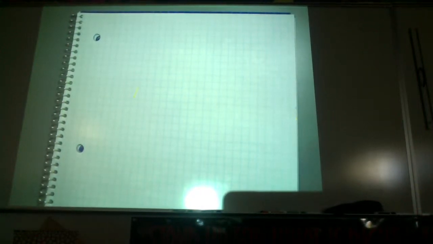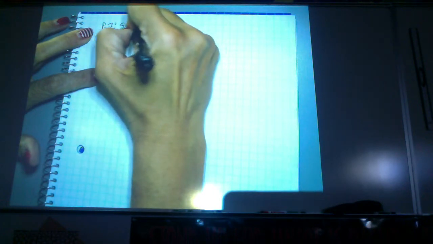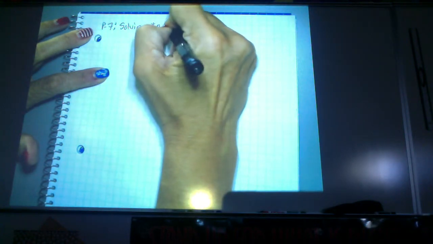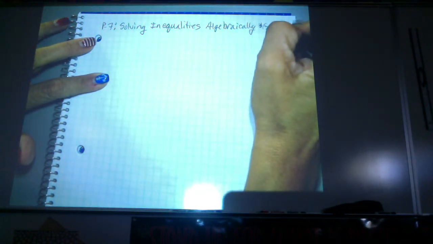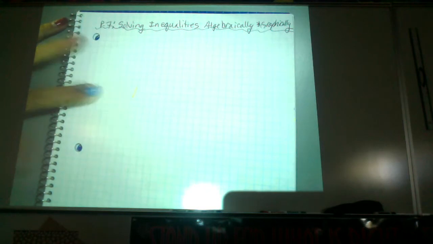All right, so this is the last section for chapter P. So it's P-7. I'm going to make it easy on you if you pay attention and ask questions as I go along, because inequalities can be difficult depending upon how you look at it. So P-7, solving inequalities algebraically and graphically. I will always graph it no matter what, just because it helps you with the solution, especially with inequalities.